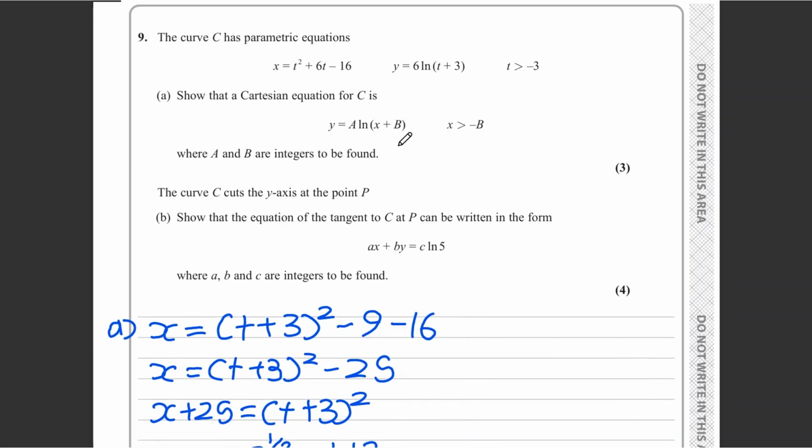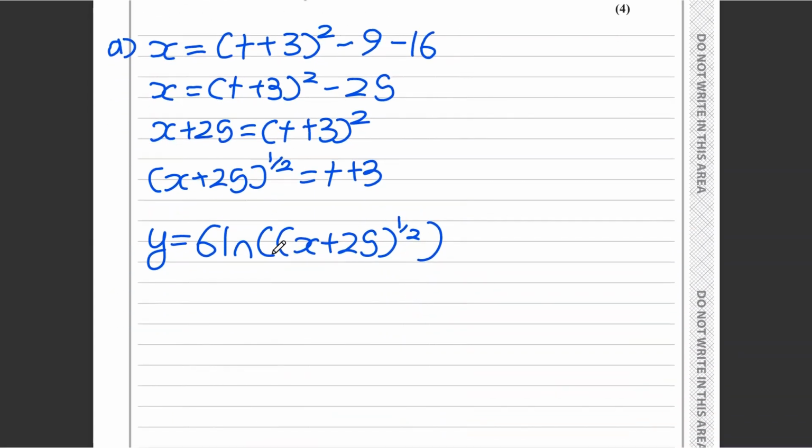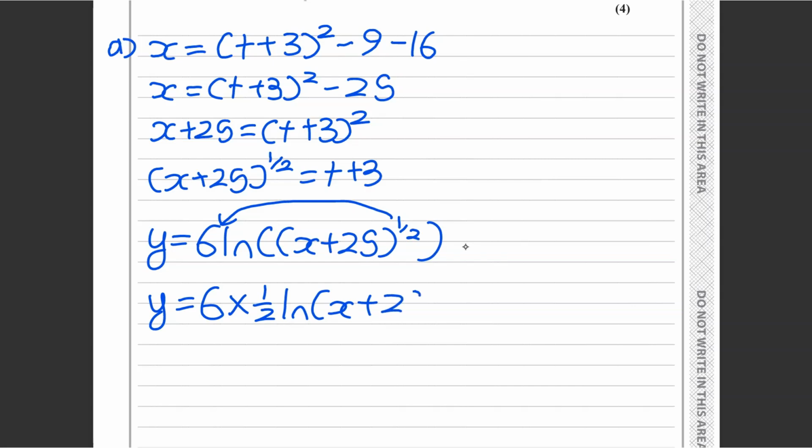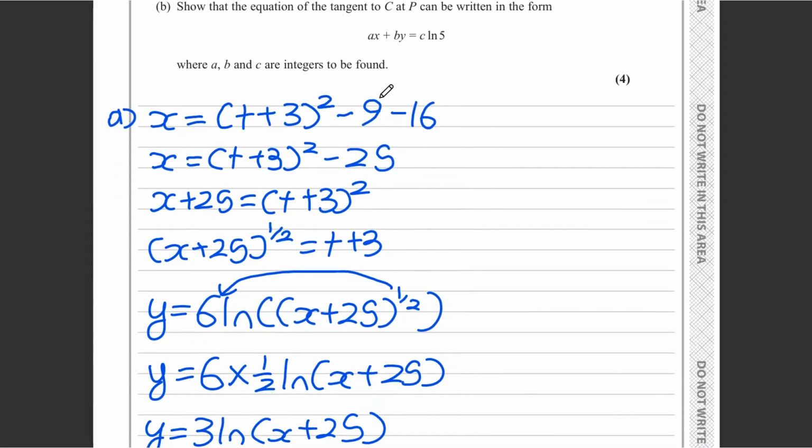Now we need to get it into this format here. We don't have this half power, so we need to get rid of this. The way that we can get rid of this is, if you remember your laws of logs, if you have a power inside a log, you can bring it to the front as a coefficient. So we can say that y is equal to this 6 here multiplied by, and then if we bring this half to the front, it's now going to be a half natural log of this x plus 25, and therefore y is equal to 6 times a half, which is 3, so this is going to be 3 natural log of (x plus 25), and this is in the required format, so this is the answer.